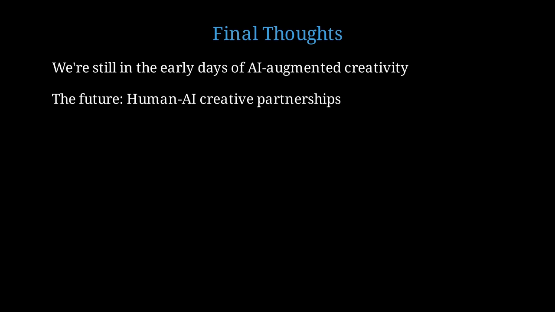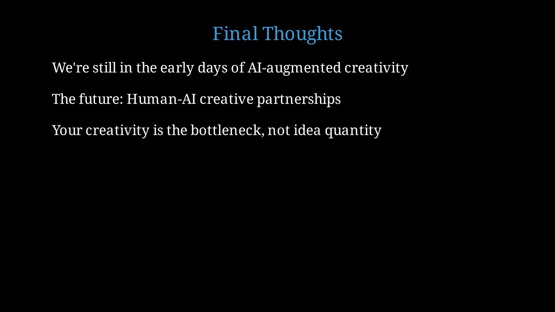Humans provide goals, taste, domain expertise, and judgment. AI provides rapid exploration, pattern recognition across vast spaces, and tireless iteration. Remember, in the age of AI, your bottleneck is no longer generating enough ideas. It's knowing which ideas are worth pursuing. This system helps you make that judgment more systematically and confidently.